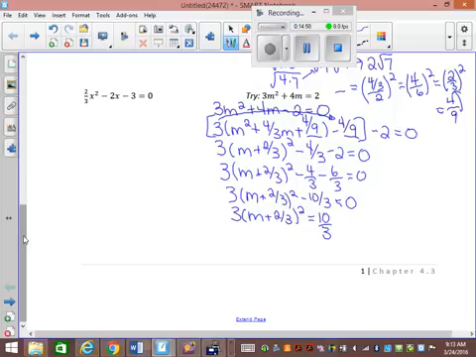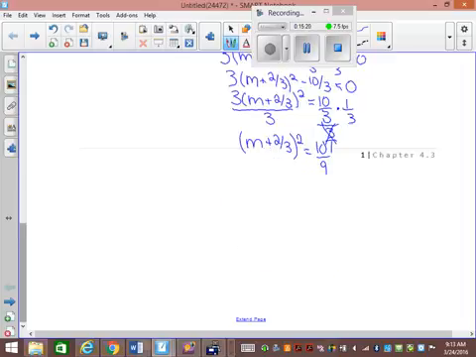So we have to divide it. Now, when you divide by 3, dividing by 3 over 1, it's like multiplying by 1 over 3, right? You have to flip and multiply. So if you're dividing by 3 over 1, it's the same as multiplying by 1 over 3. So you actually get m plus 2 over 3 squared equals 10 over 9. Square root both sides.